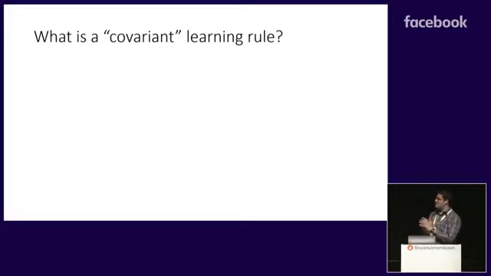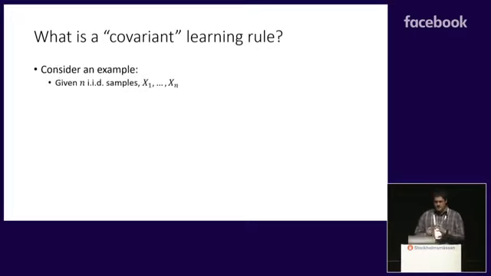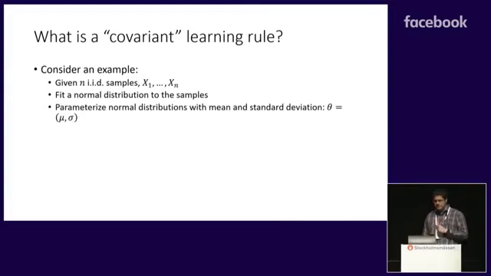For those of you not as familiar with natural gradients already, what is all this talk about covariant learning? I think the best way to describe it is with an example. So consider this. Consider that I give you n samples from some distribution, x1 to xn. And you want to try to guess what distribution they came from. You want to fit a distribution to it, and we'll assume you pick a normal. So you parameterize your normal distributions with the mean and the standard deviation. So your parameter vector theta is mu and sigma.